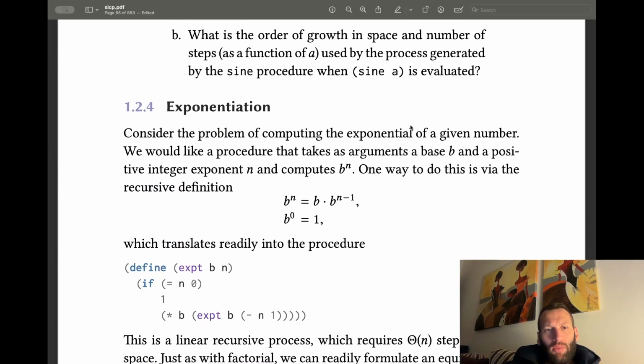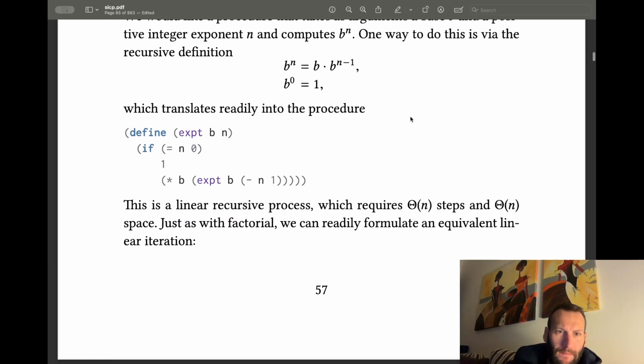Consider the problem of computing the exponential of a given number. We would like a procedure that takes as arguments a base b and a positive integer exponent n and computes b to the power of n. One way to do this is via the recursive definition, which translates readily into a procedure. This is a linear recursive process which requires theta n steps and theta n space.